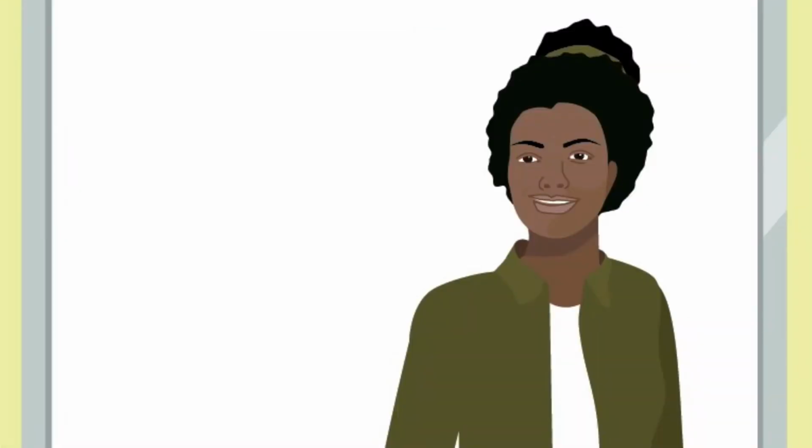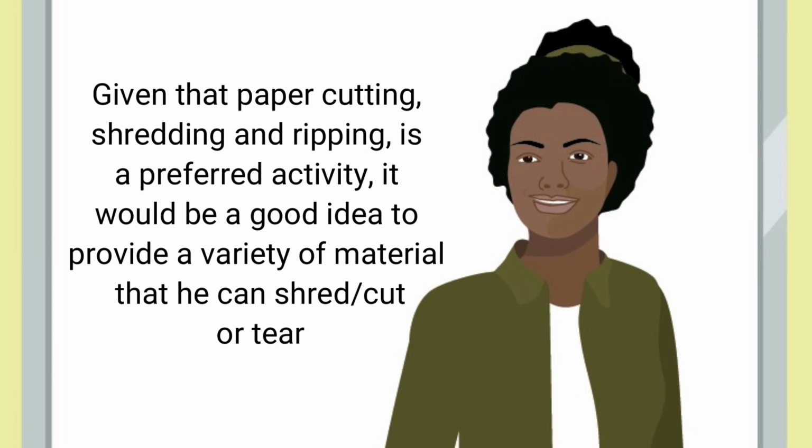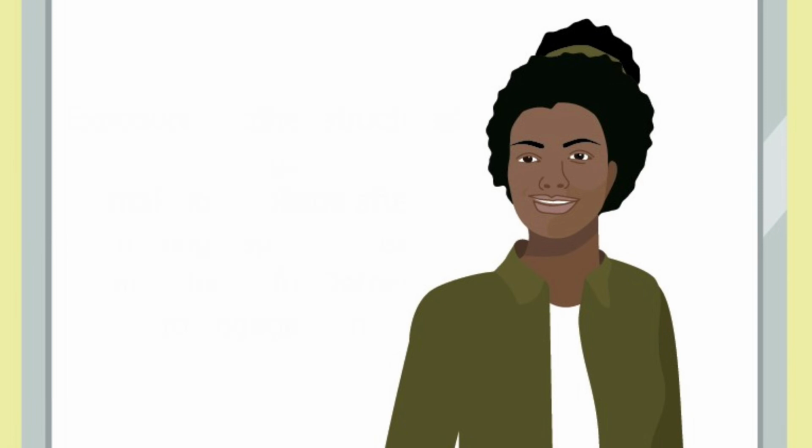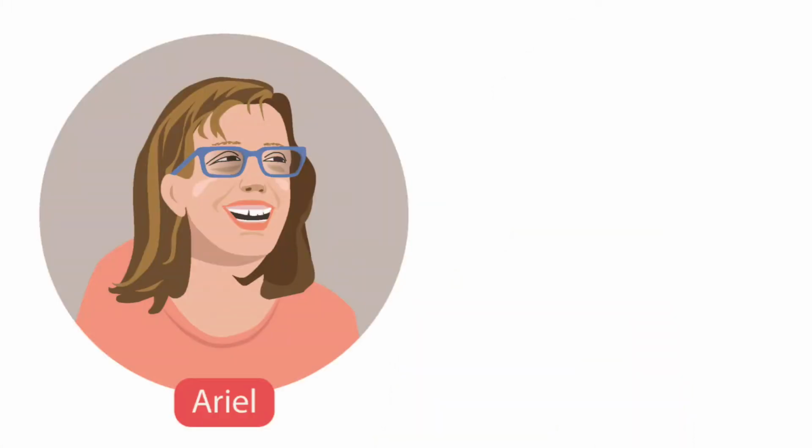Some enrichment activities can be providing different craft materials than what Darcy has used before. Given that paper cutting, shredding, and ripping is a preferred activity, it would be a good idea to provide a variety of material that he can shred, cut, and tear. Furthermore, exposure to other structured activities, for example, coloring or making a collage after ripping paper, can be introduced for Darcy to engage with. One last example.